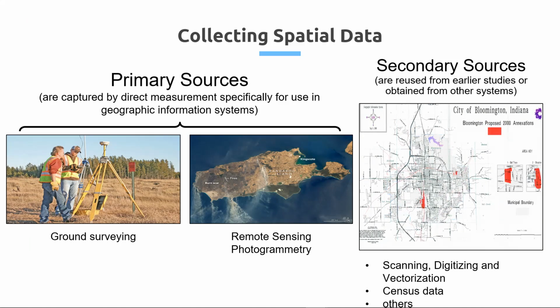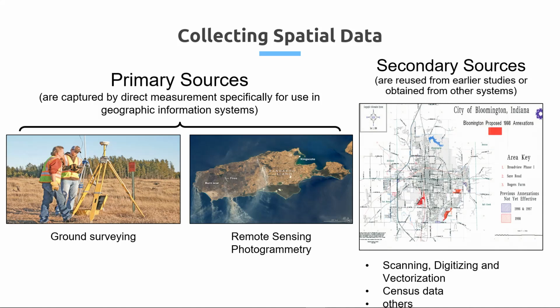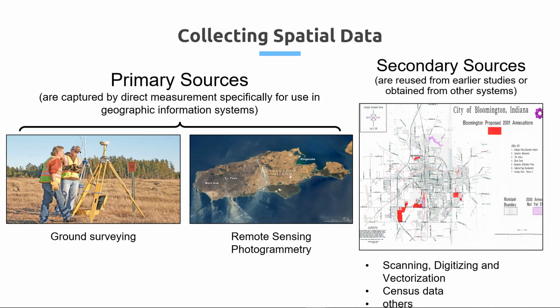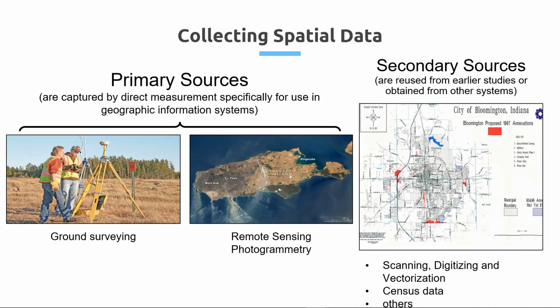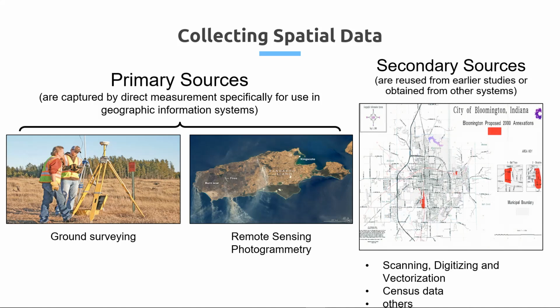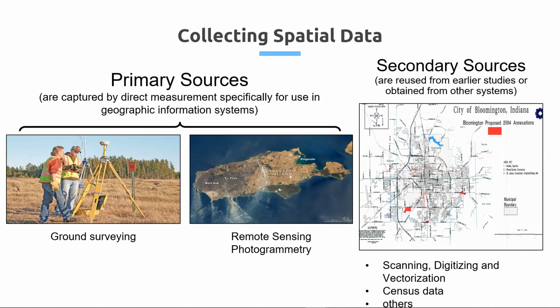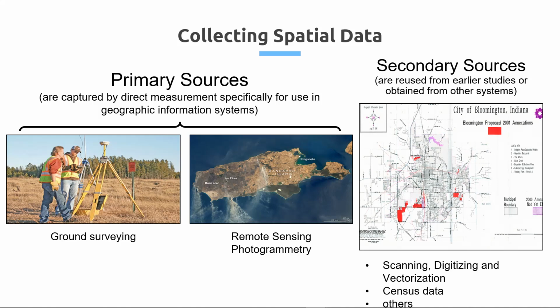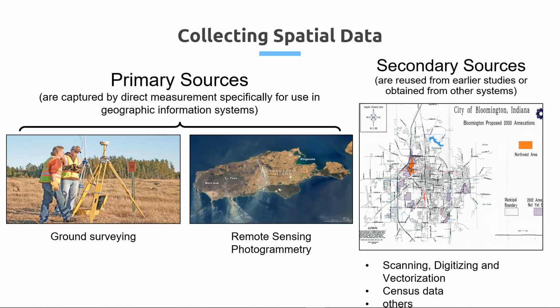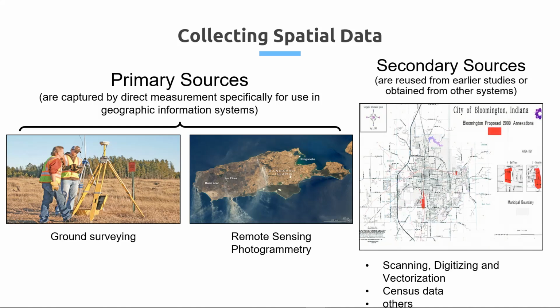But then we've also got secondary sources of data. These are data that are either reused from earlier studies or obtained from elsewhere, right? For example, a phone book is an example of secondary source data, where you input that into a GIS and then it becomes spatialized. Or this map of Bloomington was digitized and turned into a GIS, showing areas that Bloomington was going to annex in the late 90s and early 2000s.